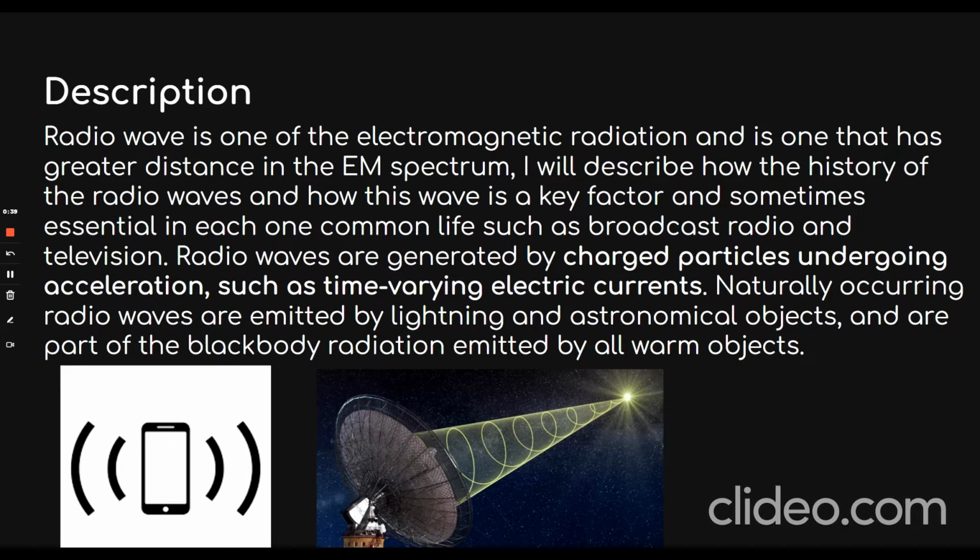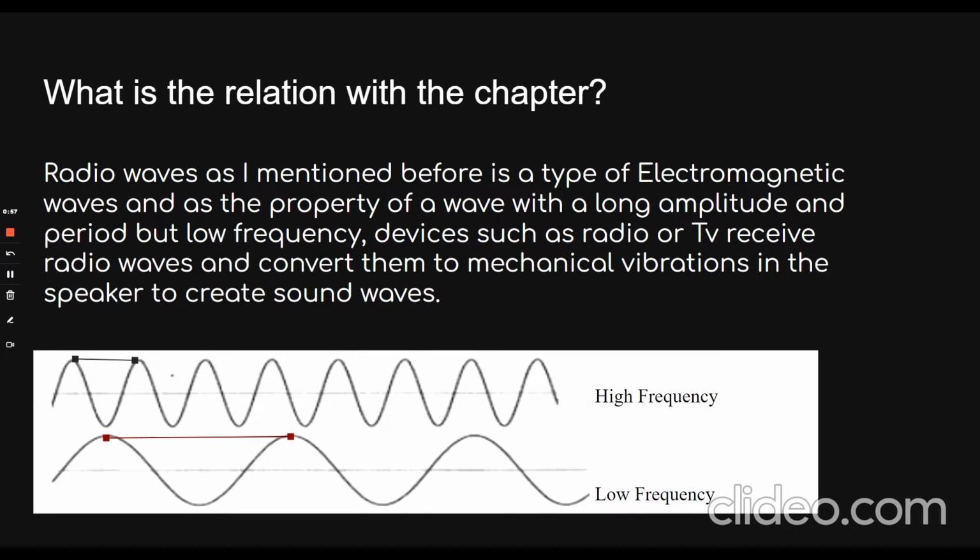Radio waves are generated by charged particles undergoing acceleration, such as time-varying electric currents. Naturally occurring radio waves are emitted by lightning and astronomical objects, and are part of the blackbody radiation emitted by all warm objects. What is the relation with the chapter?